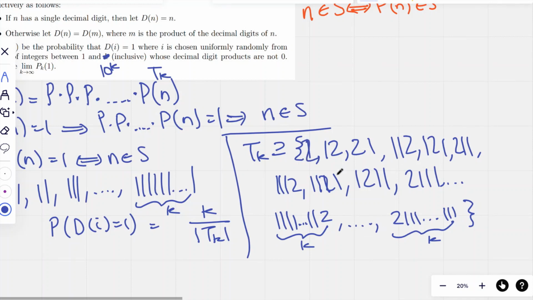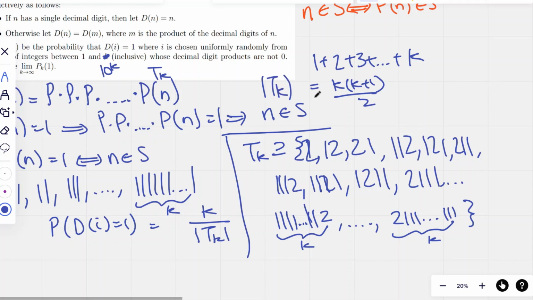And the question is, how big is this set on the right hand side? Well, it's got one element which is 1 digit long, 2 elements which are 2 digits long, 3 elements which are 3 digits long, and so on all the way up to k elements which are k digits long. So this set has this size here, and this is very famously k times k plus 1 over 2. And therefore the size of T_k has to be at least k times k plus 1 over 2.